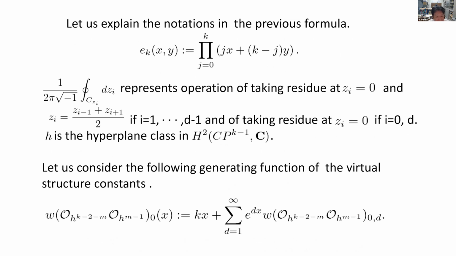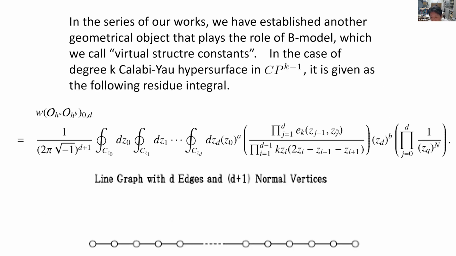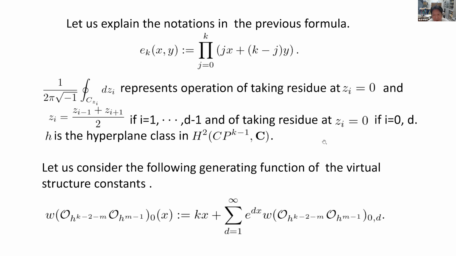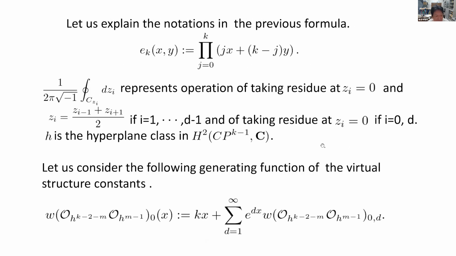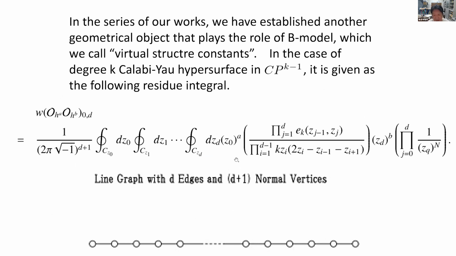For i going from 1 to d-1, this integrand has poles where z_i = (z_{i-1} + z_{i+1})/2. We also have poles at z_i = 0, coming from this factor. It cannot be seen, but there is a pole at z_i = 0. We take residues at these poles. If i equals 0 or d, we only have the pole at z_0 = 0 or z_d = 0. So we take poles at z_i = 0 if i equals 0 or d. From this, we can obtain some rational numbers, which are a B model analog of Gromov-Witten invariants.